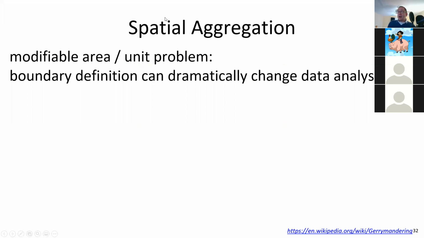So for spatial aggregation, I have modifiable area. I choose where I put the boundaries. It's a unit problem. How big the boundaries are and where I position them changes my data. And if I just give a raw number, it's going to be wrong. So if I just say Ontario versus PEI, population densities are wrong, right? Or I'm not differentiating between large city versus rural if I just do all of Ontario, for example.